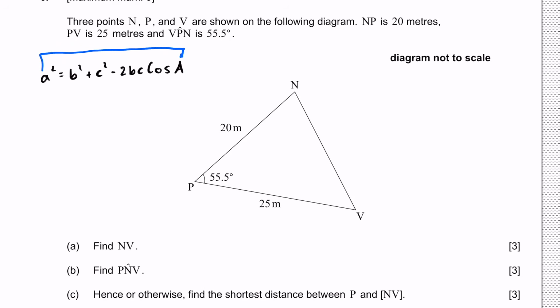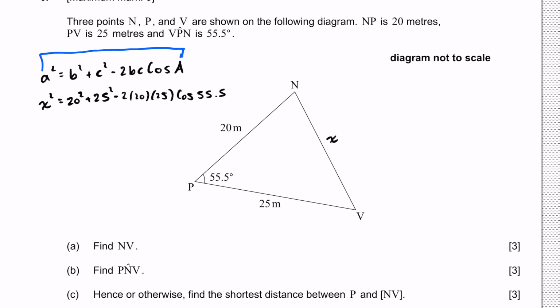All right, let's go ahead and substitute here. So a squared, we don't actually know. That's NV. We can call it x, or a, doesn't really matter. Let's call it x for now. X squared is equal to b squared plus c squared, 20 squared plus 25 squared, minus 2bc, minus 2 times 20 times 25. And then cos A, what is the opposite? It is 55.5 degrees. Okay, so we have everything we need.